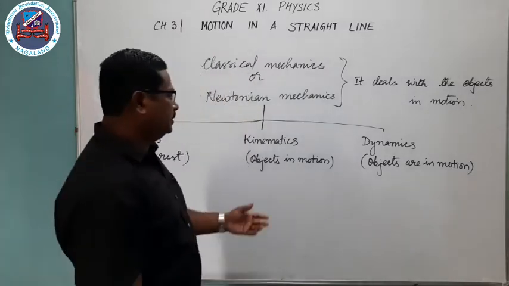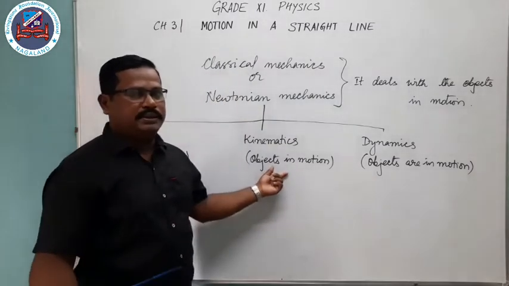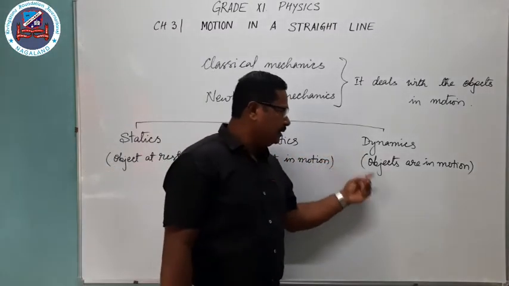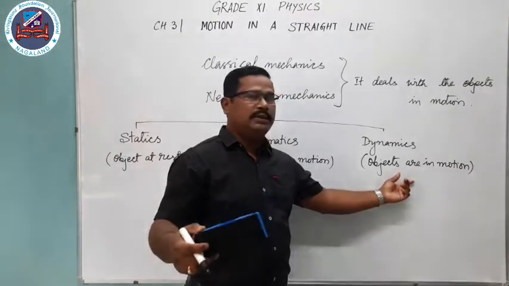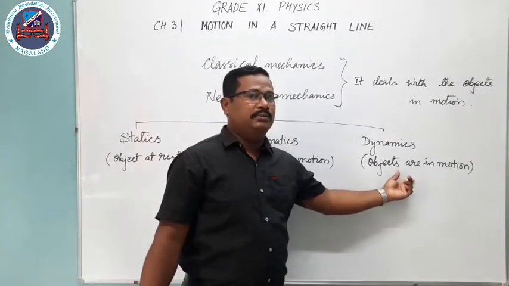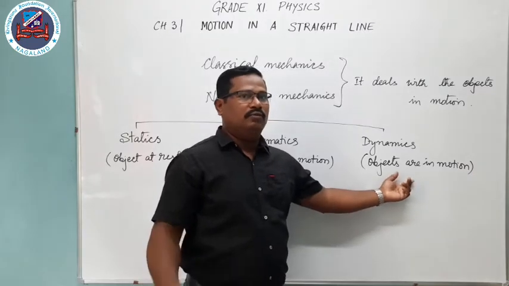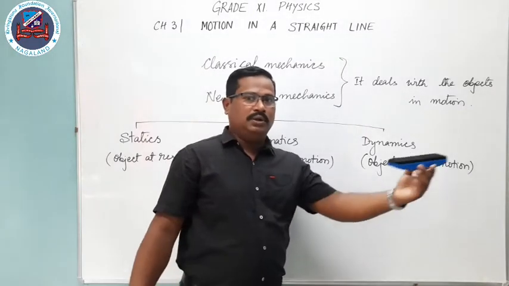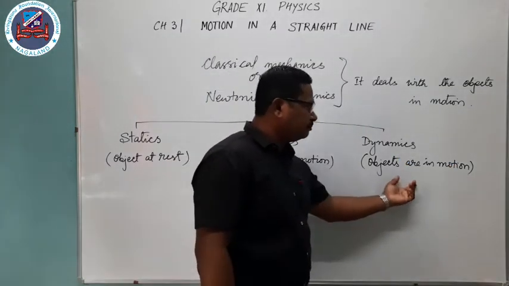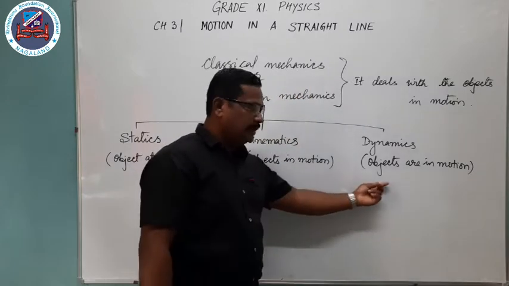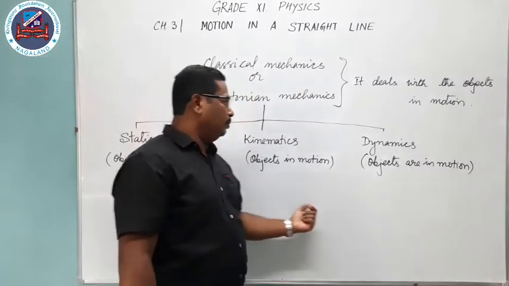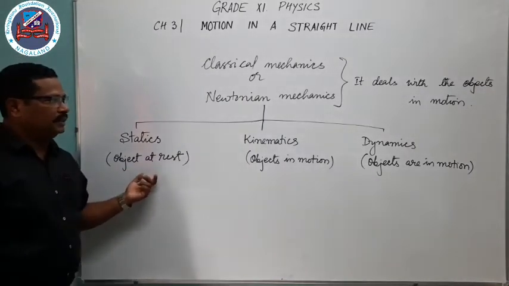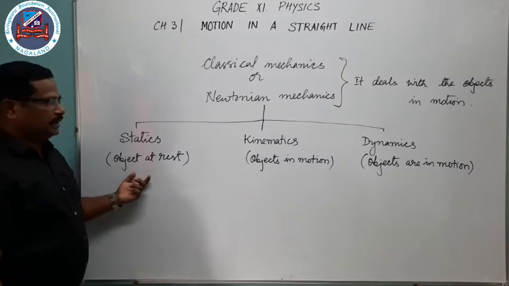But here the difference is that in kinematics we are not interested in because of what the object is moving. Whereas when we say dynamics, there we will have to focus on because of what the objects are in motion. And we all know that force is the agent. By applying force only we can make the objects move. That part we study in dynamics. These two are time dependent, they depend on time. Whereas in statics, when a body is at rest, it does not depend upon time. This branch of mechanics we call statics.